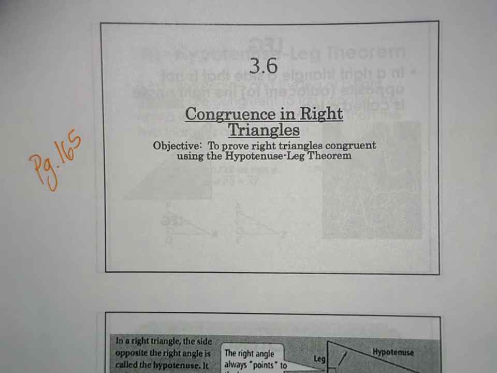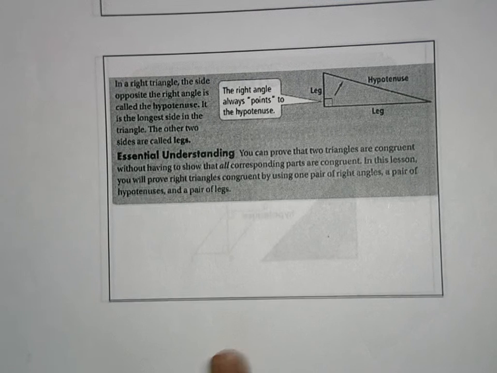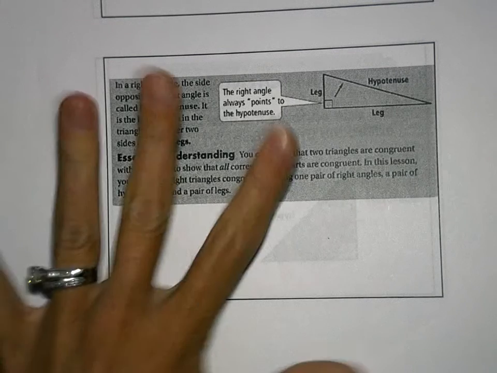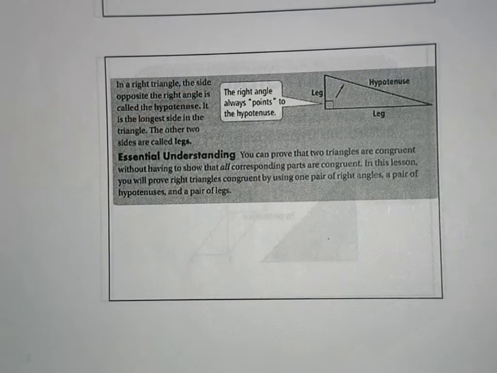Math 2, section 3.6. Today we are talking about congruence and right triangles. Our objective is to prove right triangles congruent using the hypotenuse-leg theorem. Okay, so on page 165, you have this on your page. If you can go ahead and read all this to yourself, and then we will talk about it.